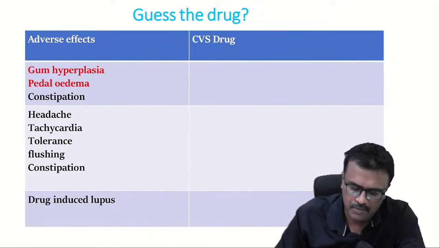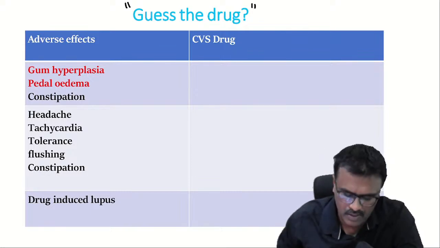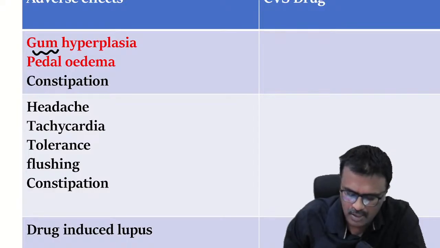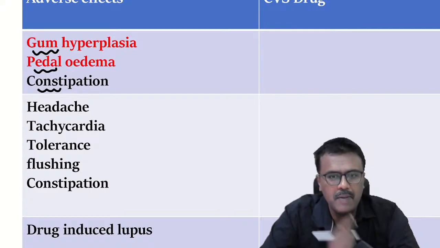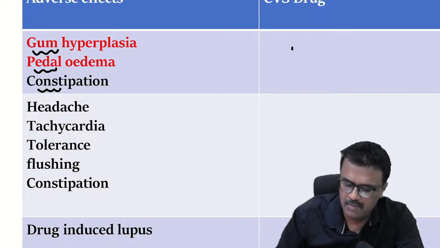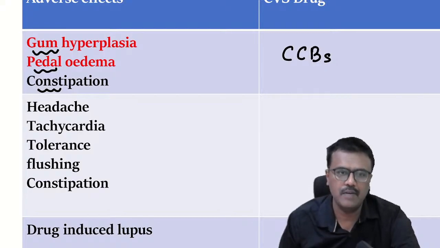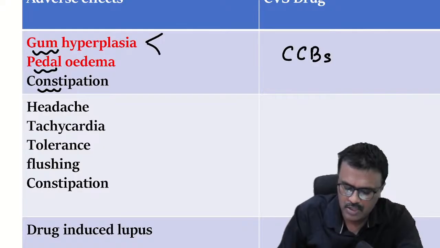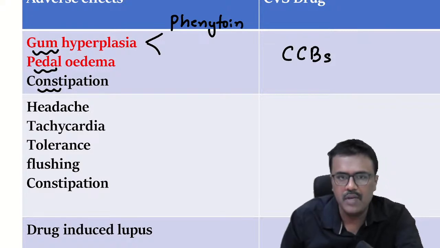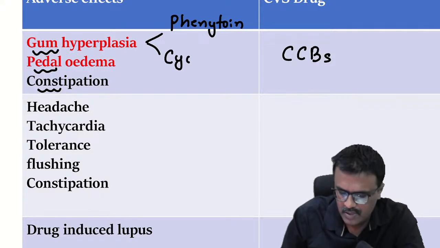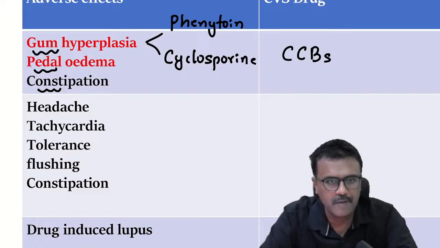Coming to guess the drug. Yesterday we left some of the concept of adverse effects in CVS. So try to guess the drug. Which CVS drug causes gum hyperplasia, pedal edema, and constipation? So gum hyperplasia, pedal edema, and constipation is done by calcium channel blockers, CCBs. A very typical adverse effect. What are the other two drugs which cause gum hyperplasia? We have an anti-epileptic commonly causing that, that is phenytoin. We have an immunosuppressant drug and that is called cyclosporin. The name is cyclosporin.